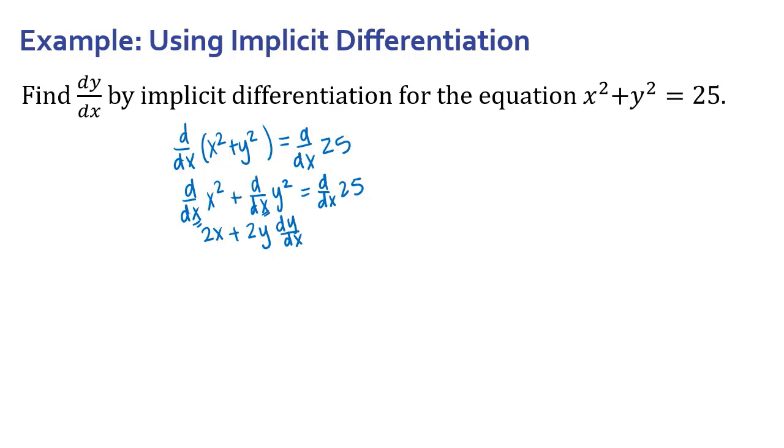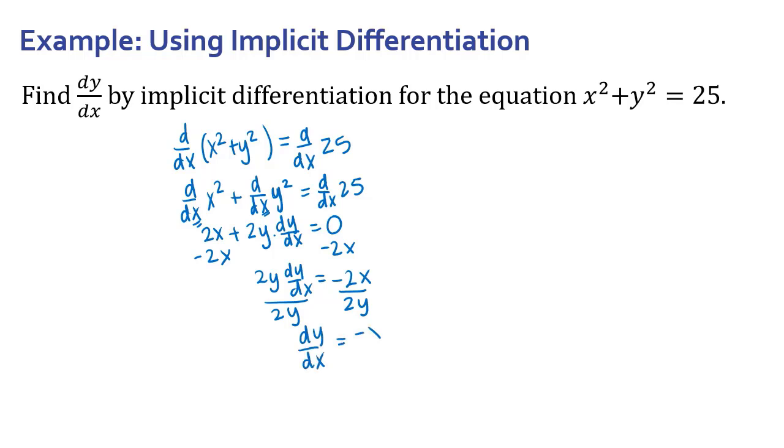We can't just say 2x like we did here. We can't just say 2y because y is some function of x. That's why we have to add in this dy dx part. Equals 0. And then the second step is to solve for dy over dx. In order to do that, let's subtract 2x from both sides. I'm going to get 2y dy dx equals negative 2x. So divide both sides by 2y to get that dy dx by itself. And I get negative x over y.